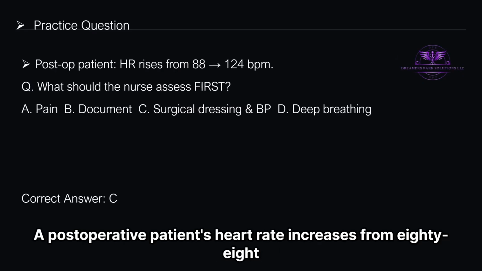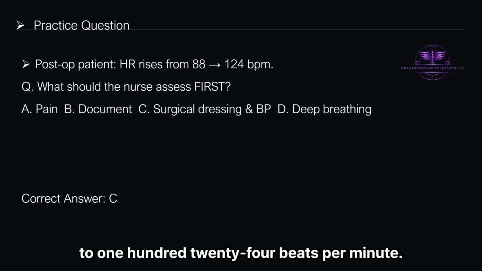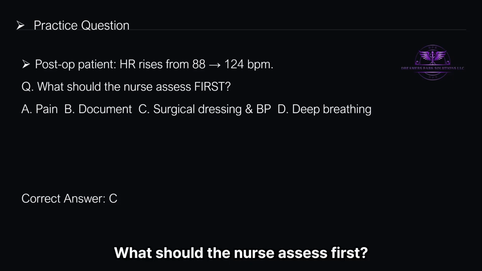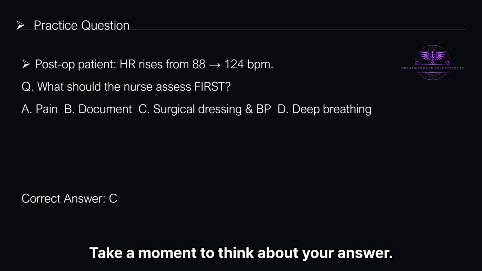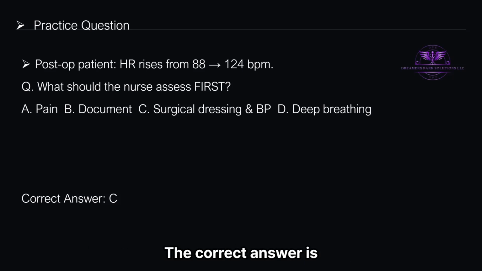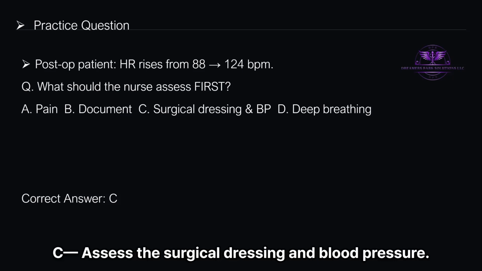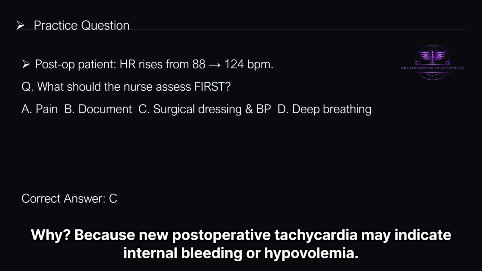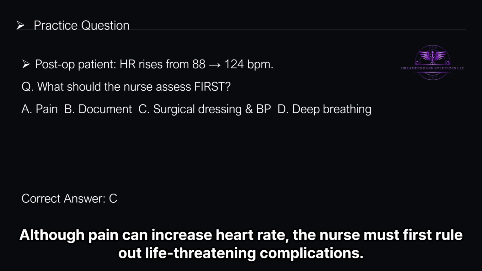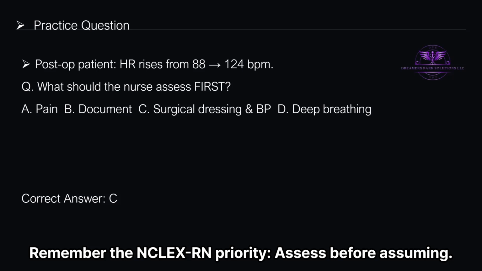Let's practice. A postoperative patient's heart rate increases from 88 to 124 beats per minute. What should the nurse assess first? Take a moment to think about your answer. The correct answer is C. Assess the surgical dressing and blood pressure. Why? Because new postoperative tachycardia may indicate internal bleeding or hypovolemia. Although pain can increase heart rate, the nurse must first rule out life-threatening complications. Remember the NCLEX-RN priority: assess before assuming.